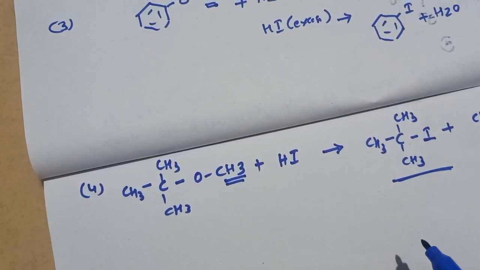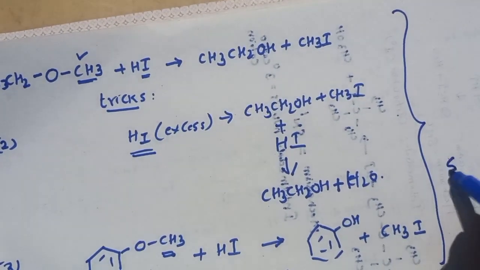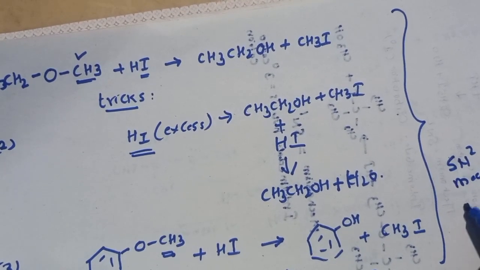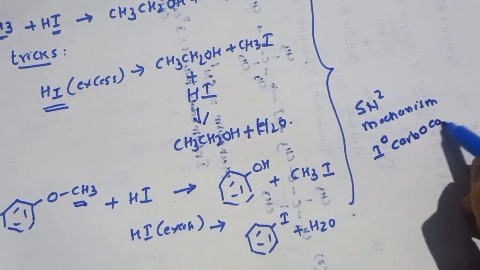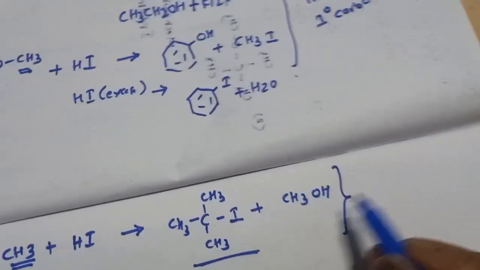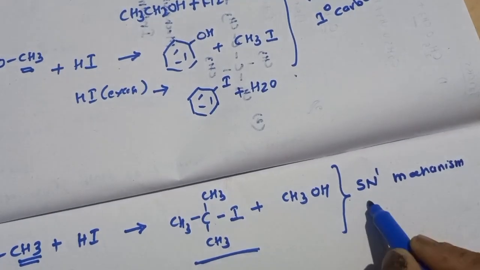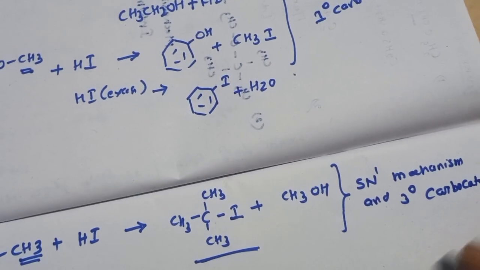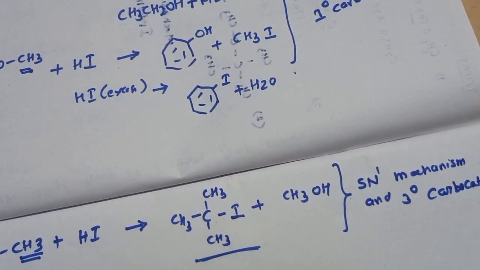Remember students, another most important question sometimes asked: all these three reactions follow the SN2 mechanism, and generally 1 degree carbocation is followed. Here it is the SN1 mechanism, and third degree carbocation. This is the trick you have to remember while doing the ether reaction with hydrogen iodide.